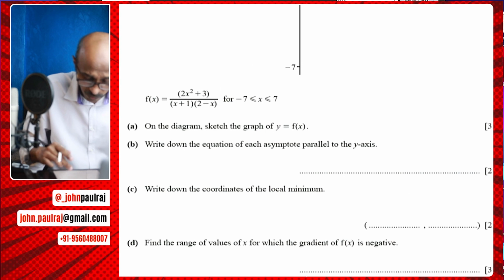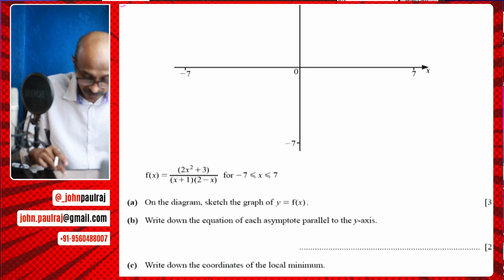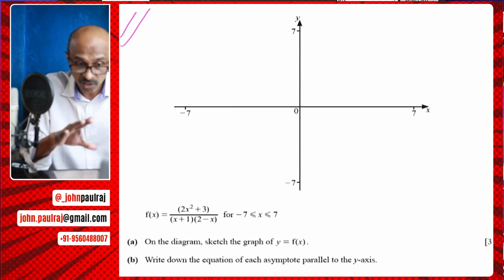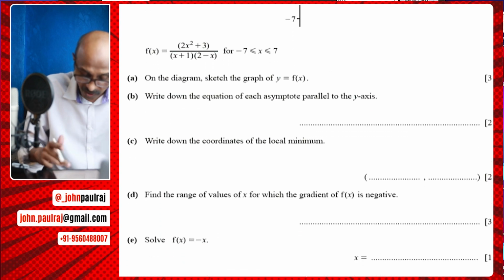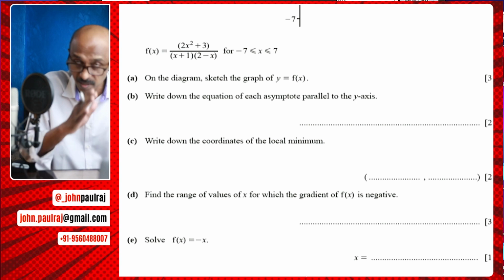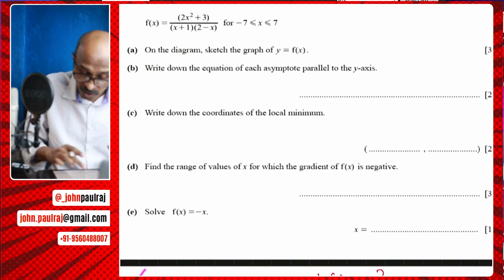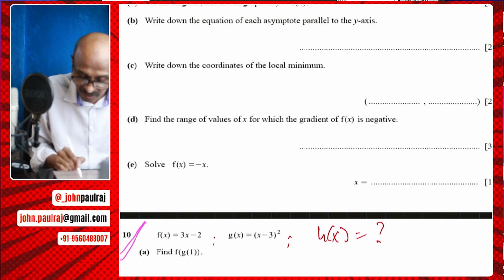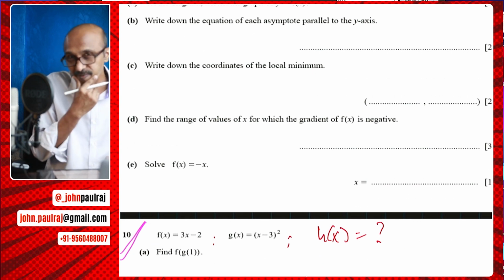Look at this, okay? Even though we don't solve this question, it says that first is to sketch. And I said, first make sure that the grid is all right. And then write down the equation of the asymptote parallel to the y-axis. Parallel to the y-axis means vertical asymptote. Coordinates of the minimum, just like we did the minimum, use that range of values of x for which the gradient is negative.